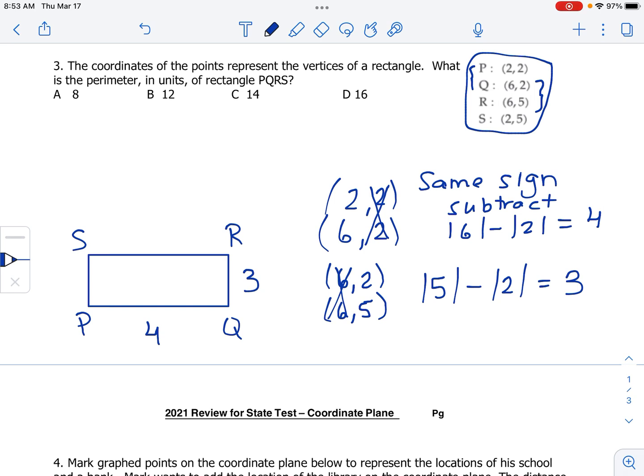Now, since this is a rectangle, I know opposite sides are equal. So if the distance from P to Q is 4, S to R must also be 4. If the distance from R to Q is 3, S to P must also be 3. Now we're going to add up all 4 sides. 3 plus 4 plus 3 plus 4. That's 7 plus 7, which is 14. So I didn't need to find the distance between R and S and P again. We know opposite sides of our rectangle are equal, and we can just fill that in.